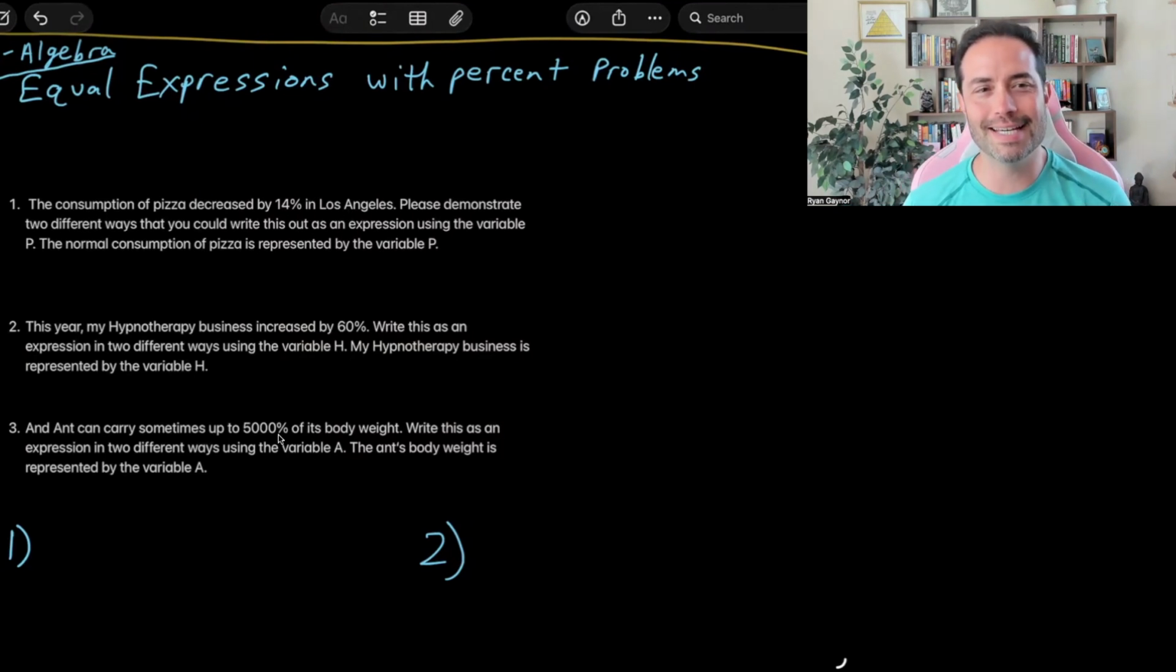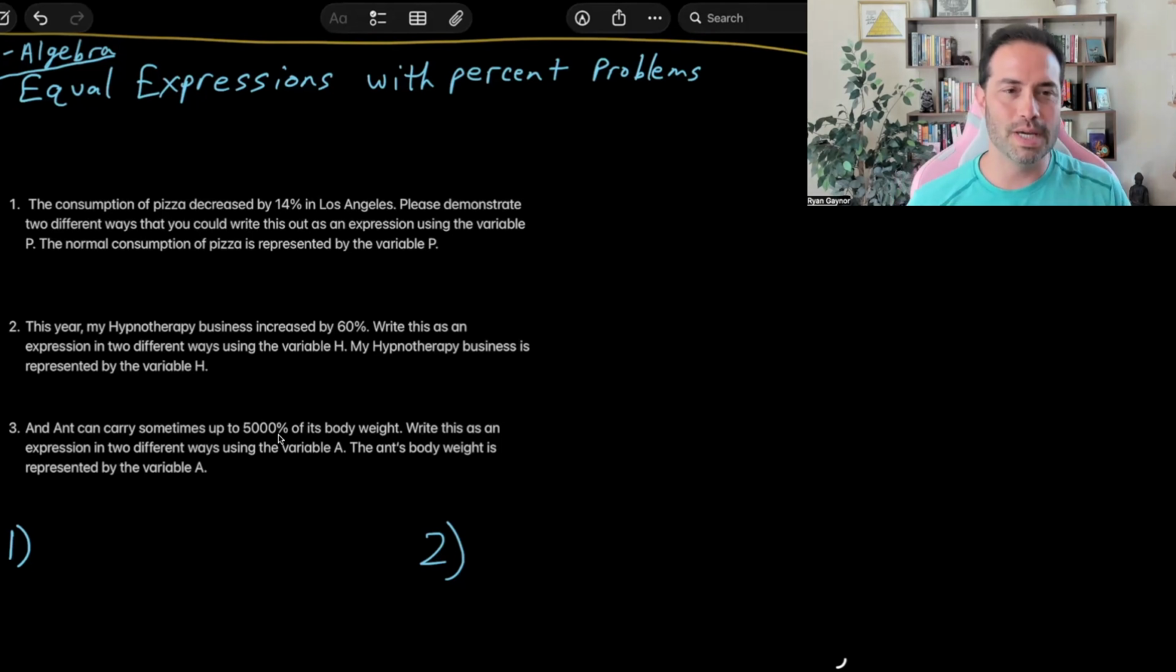All right, today we are working on pre-algebra equal expressions with percent problems. Let's dive into it. And remember, I always say, read the question twice, check your work, and then before you move on, read the question again and ask yourself, does my answer make sense? Did I answer what they asked me to do? All right, let's dive into it.